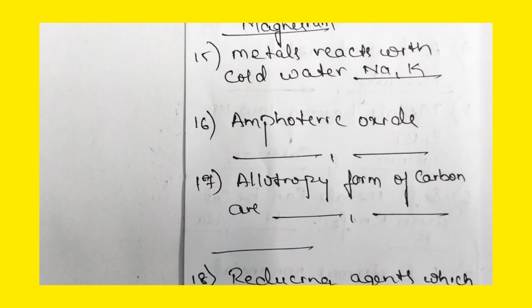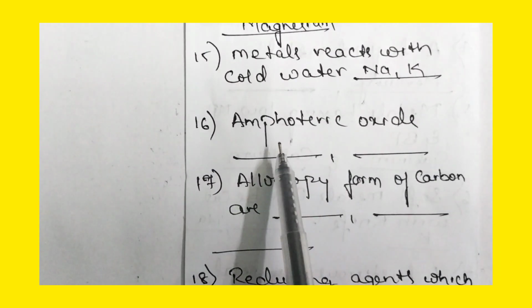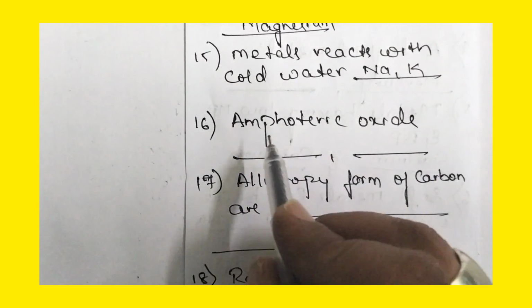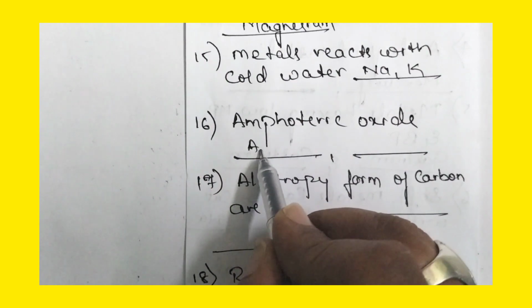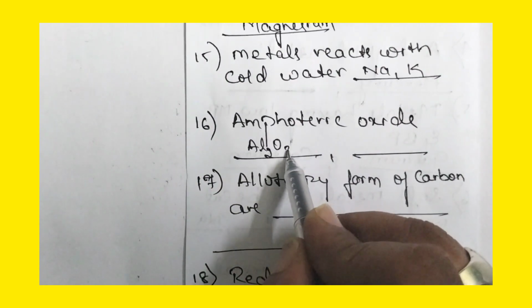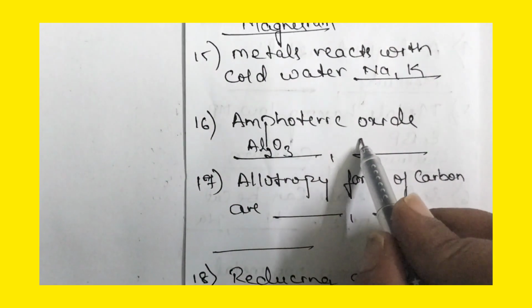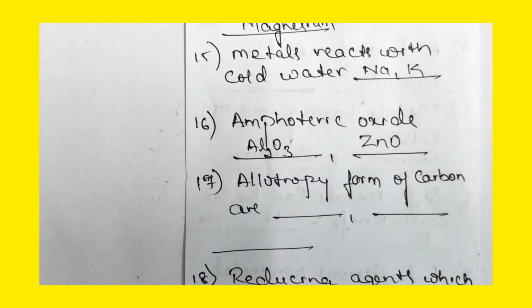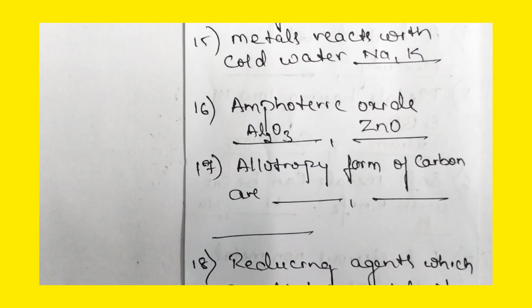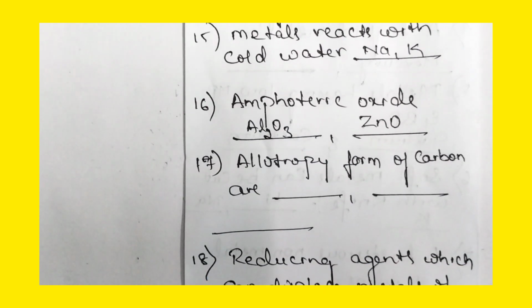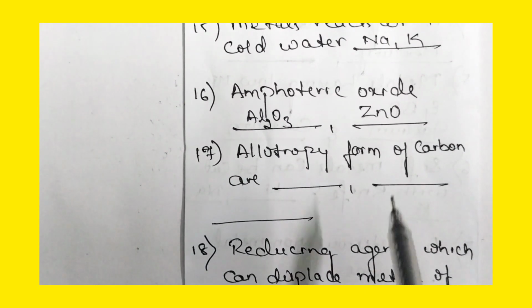Next, coming to the 16th question. We have to give an example for amphoteric oxide. So examples for amphoteric oxide are aluminium oxide and another one is zinc oxide. These two amphoteric oxides you have to keep in your mind. One is aluminium oxide, another one is zinc oxide.